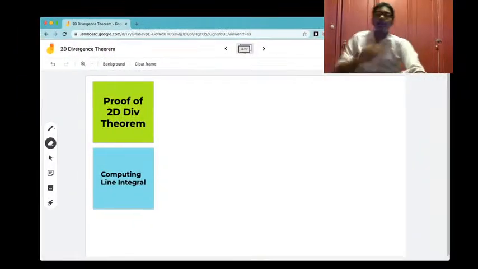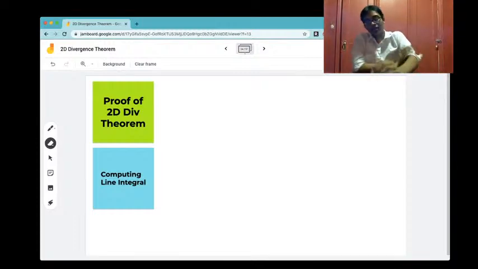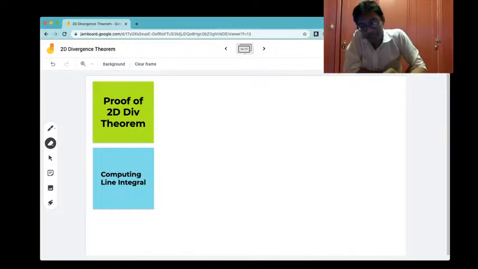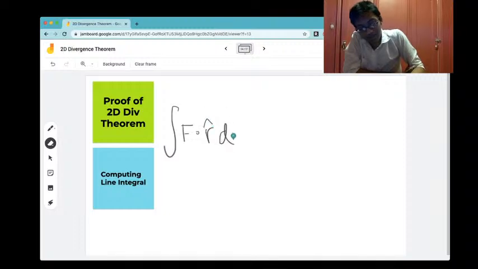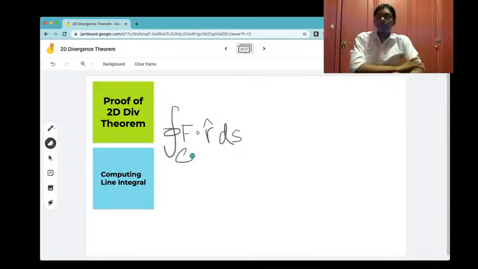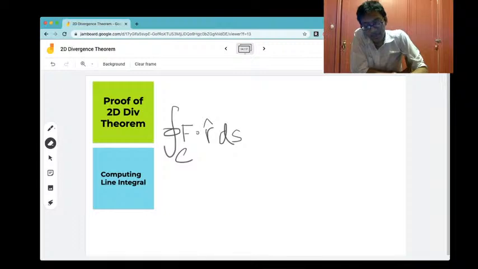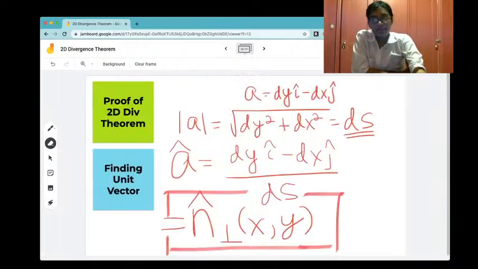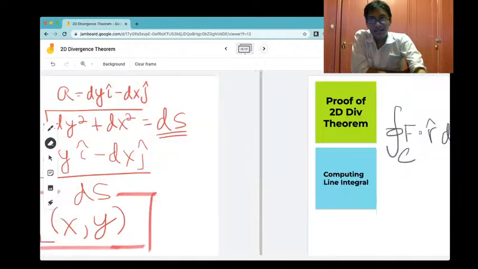So back to computing the line integral, and how are we going to do that? Well, it's going to be quite simple at this point. What we're going to have is the integral of f dot dr, or you know what, I'm more comfortable just writing r hat and then writing ds, and making this a closed loop. Okay, so what are we going to do now? We're going to compute the line integral, right? So we already know what r hat is from the last slide.